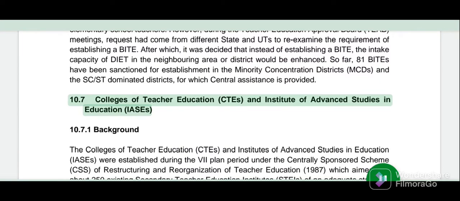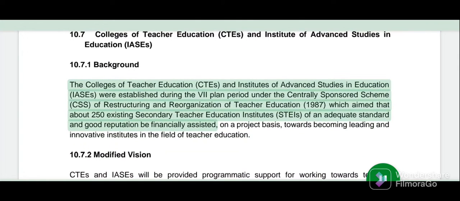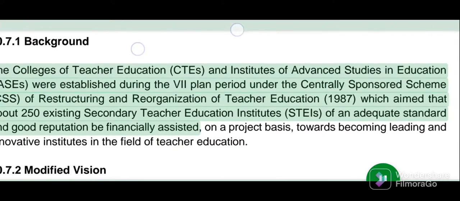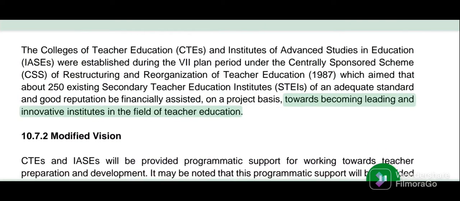10.7 Colleges of Teacher Education (CTEs) and Institutes of Advanced Studies in Education (IASEs). 10.7.1 Background. The Colleges of Teacher Education (CTEs) and Institutes of Advanced Studies in Education (IASEs) were established during the 7th plan period under the Centrally Sponsored Scheme (CSS) of Restructuring and Reorganization of Teacher Education 1987, which aimed that about 250 existing secondary teacher education institutes (STEIs) of an adequate standard and good reputation be financially assisted, on a project basis, towards becoming leading and innovative institutes in the field of teacher education.